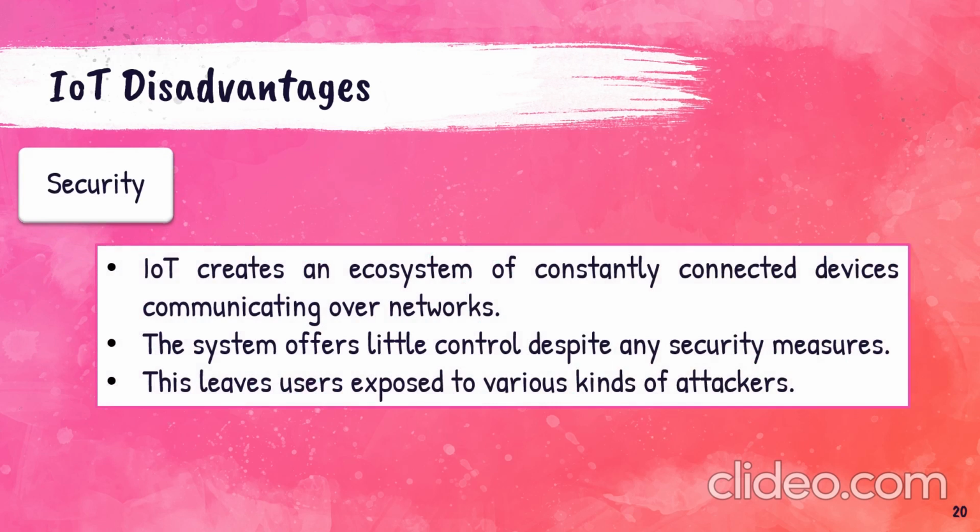IoT creates an ecosystem of constantly connected devices communicating over each and every network. The system offers little control despite any security measures. This leaves users exposed to various kinds of attackers. Therefore, in IoT, security is a major concern.